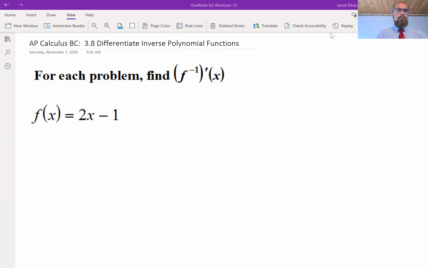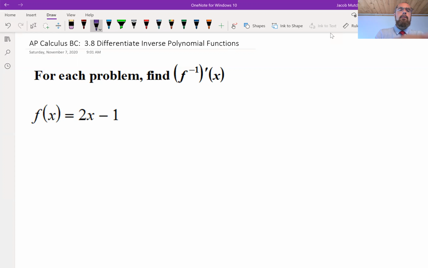So if you've got a function and you can actually write the inverse, one strategy would be simply to do so, and then once I have the inverse function, take its derivative directly. So for this one, that's the strategy that we'll take. I'm going to start by writing the inverse of this linear function.